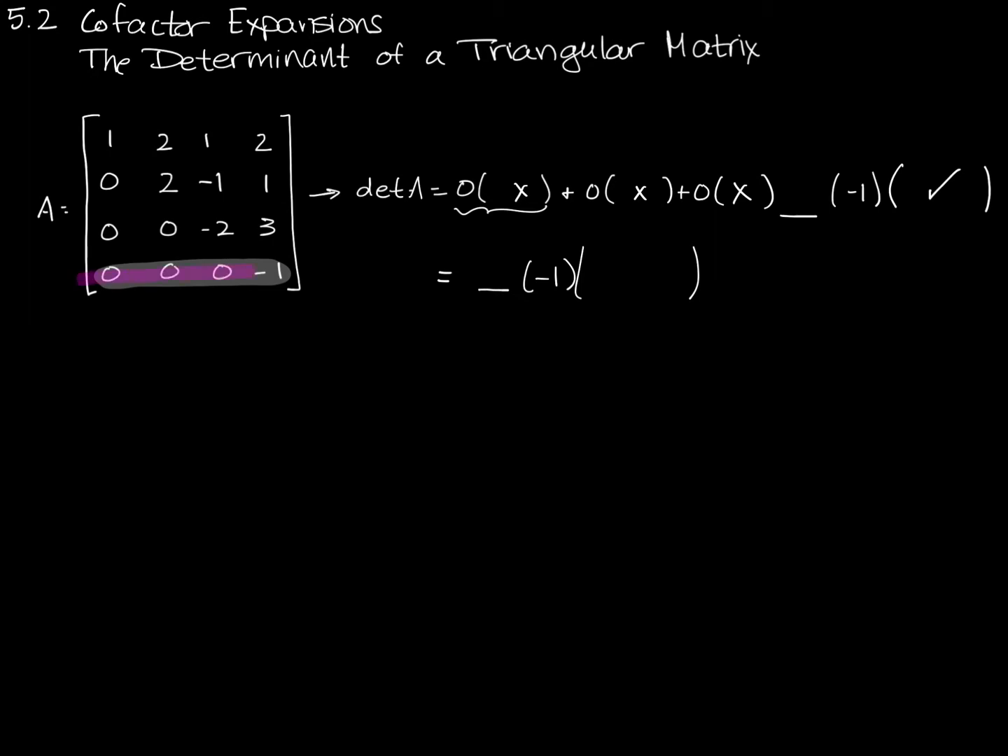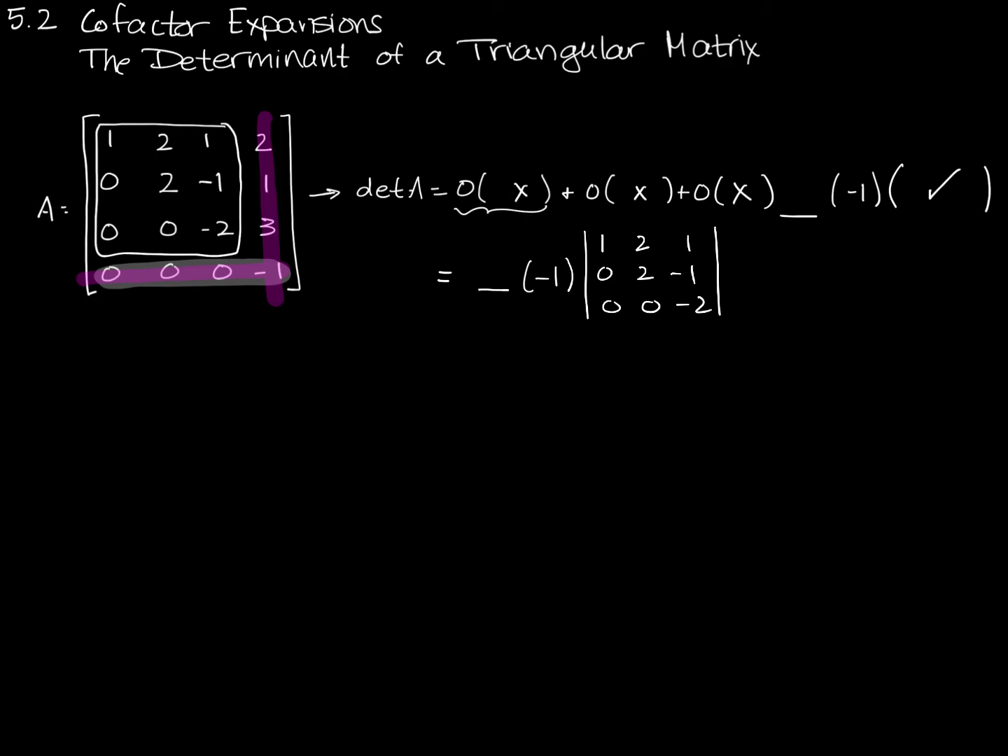Let's see, I'm going to cross out row 4 and column 4. And so I'm left with this determinant here, or this matrix here, this submatrix. And so what I want, let me rewrite this a little bit. What I want is the determinant of the matrix 1, 2, 1, 0, 2, -1, 0, 0, -2.